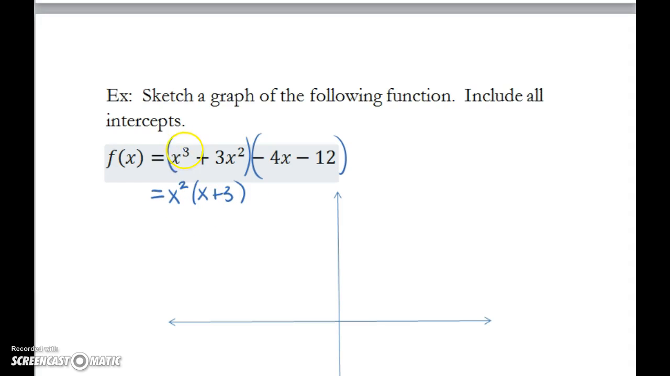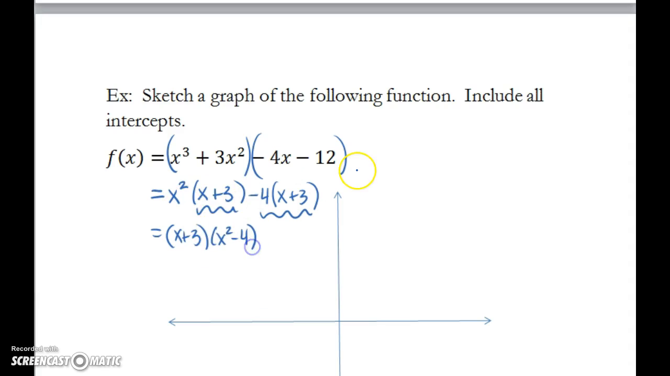X squared times x gives us the first term, x to the third. X squared times 3 gives us 3x squared. In our second group, these 2 terms have a -4 in common, and we factor them out. We're left with x plus 3. So you can check by distributing. -4 times x is -4x. -4 times 3 is -12. Notice that both of these have an x plus 3. So we're going to factor that x plus 3 out. And what's left over is an x squared minus 4.